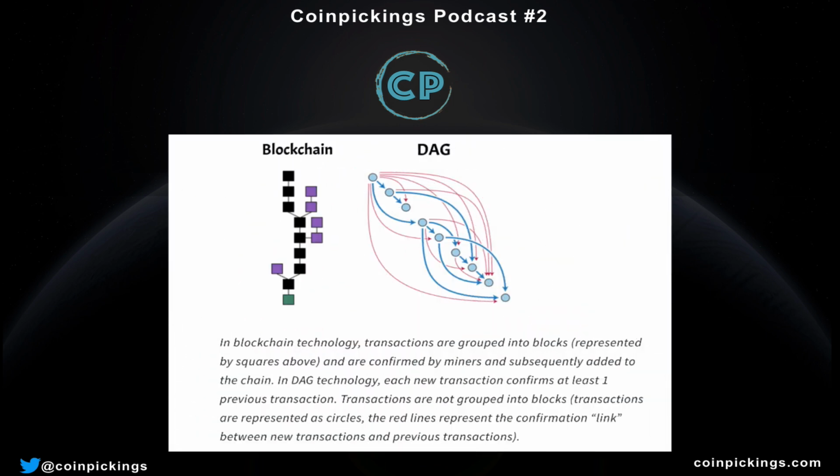In blockchain technology, transactions are grouped into blocks, represented by squares in the following diagram. They are confirmed by miners and subsequently added to the chain. In DAG technology, each new transaction confirms at least one previous transaction. Transactions are not grouped into blocks and are represented as circles in the following diagram. The red lines represent the confirmation link between new transactions and previous transactions.